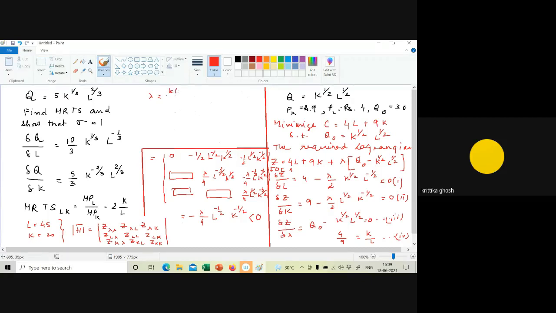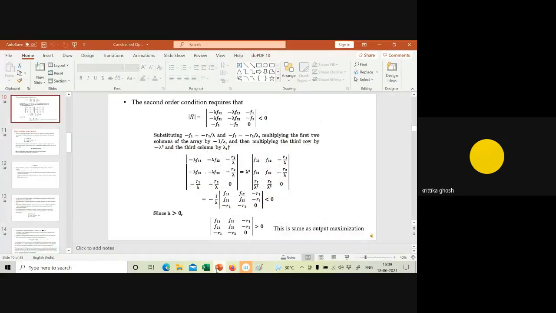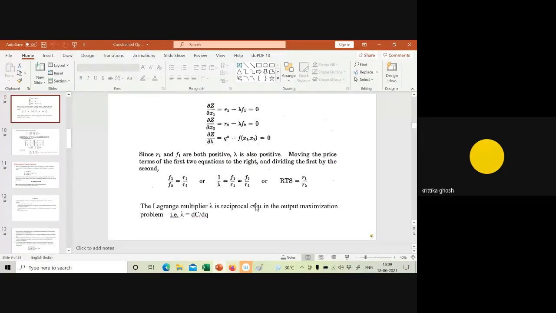Lambda for minimization, it's the opposite, right? Like the price of labor over the marginal product of labor. Yes, yes, that's true. Okay, let's check the next one. Yes, 1 upon lambda is equal to F1 by R1 is equal to F2 by R2. So this is the interpretation.